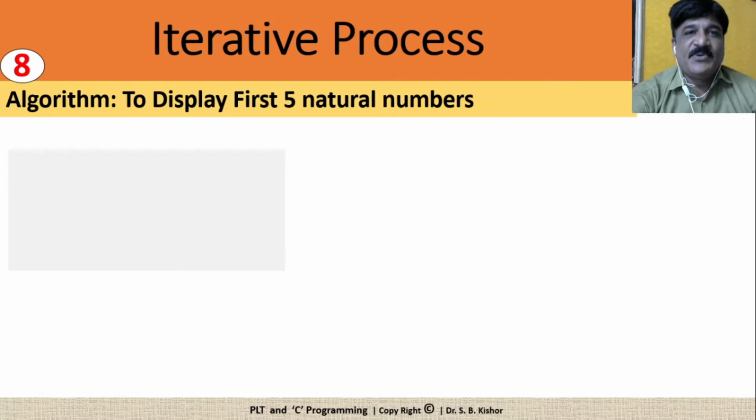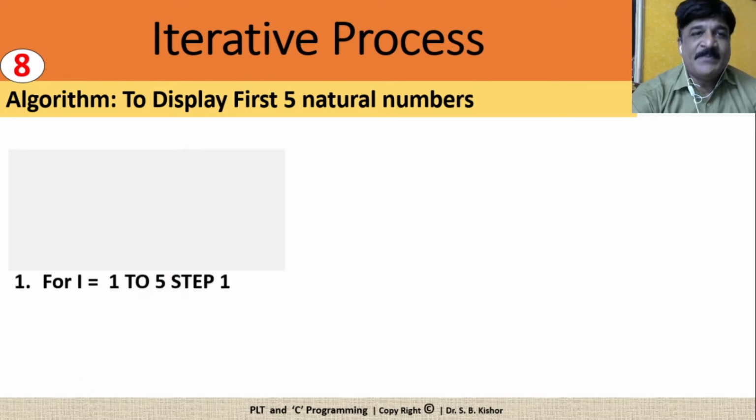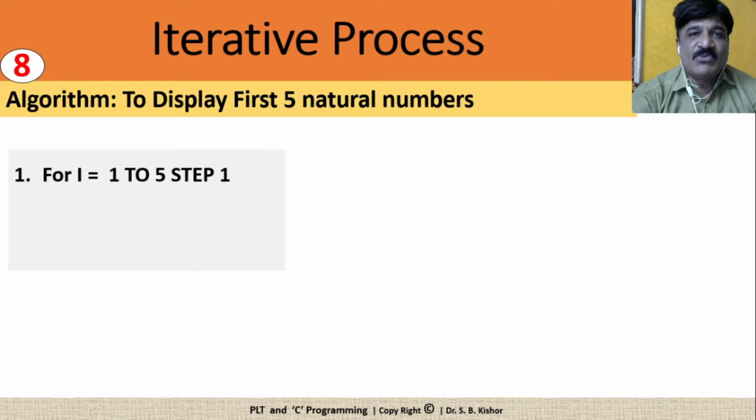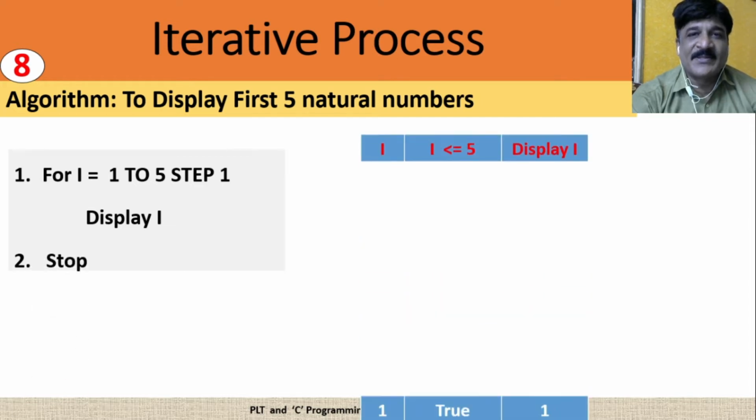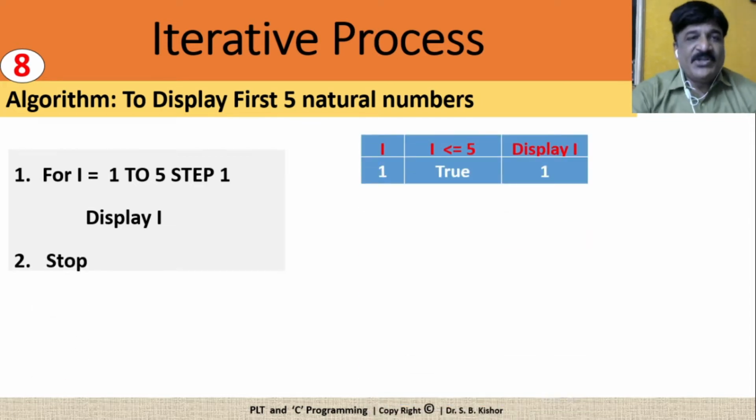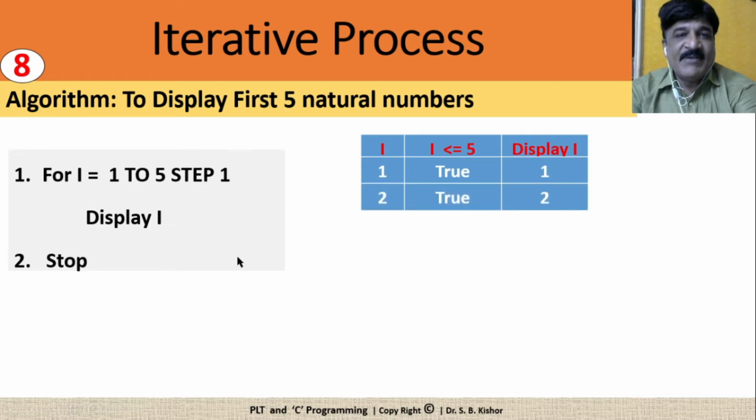So let's say you want to display the first 5 natural numbers. The first natural number starts with what? The number 1. So our loop will start with 1, that is 1 to 5, step 1, and each time we want to display the value of I, nothing else. Let's see one by one. Initially the value of I is 1. So 1 is less than 5, yes, the condition is true, so display the value of I, that is 1. Then the value of I will become 2 during the increment step.